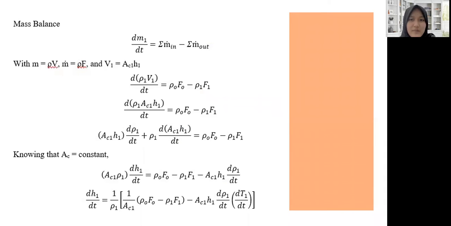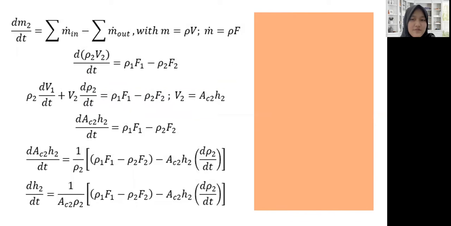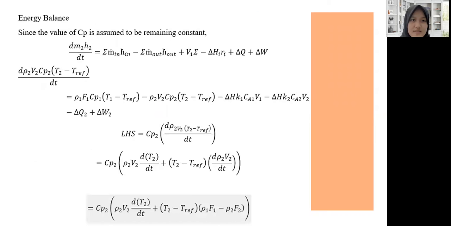Then we derive the mathematical model for each component, which you can see here for component A, component B, component C, and component D. And this is the energy balance for the first CSTR. And this is the mass balance for CSTR 2. And this is the energy balance for CSTR 2.